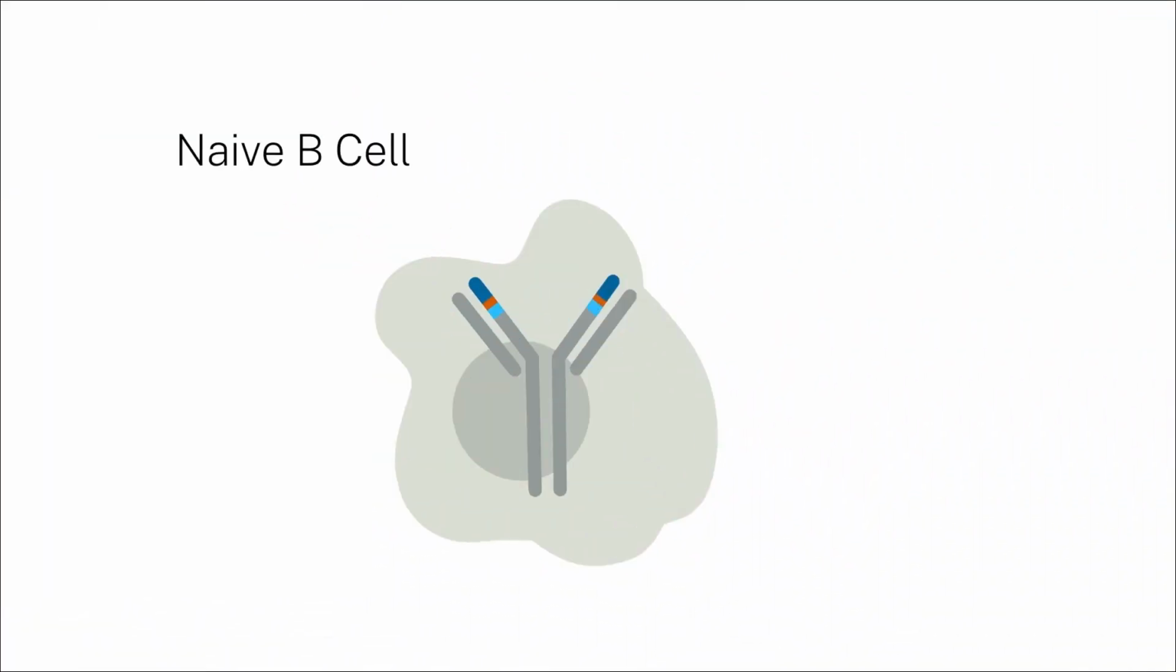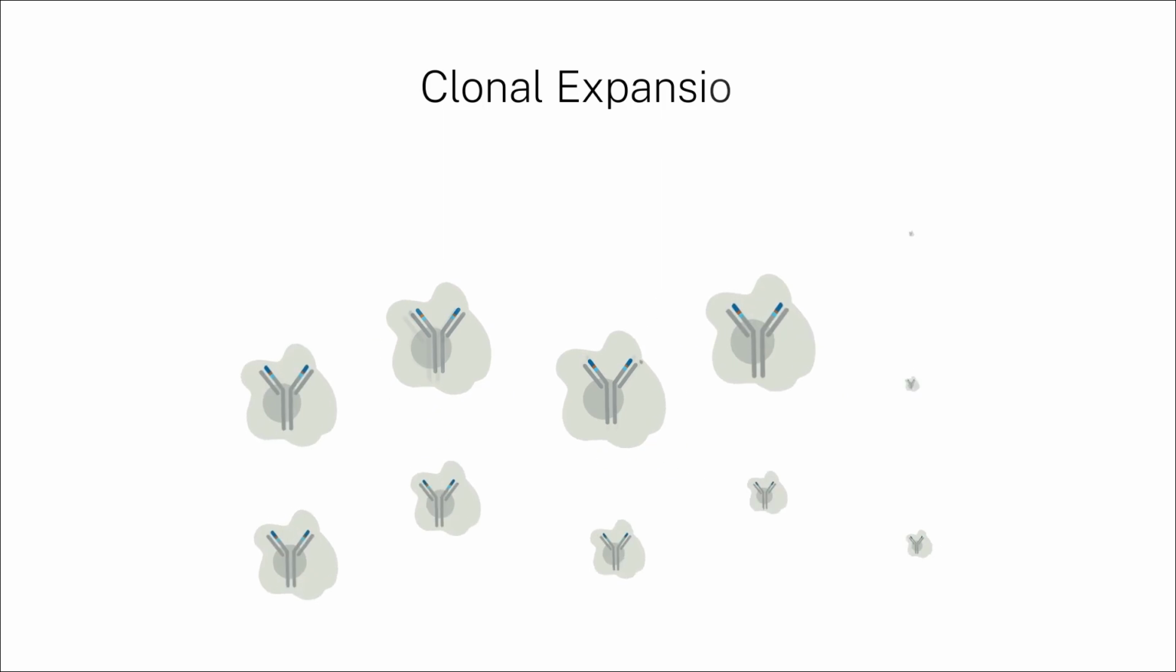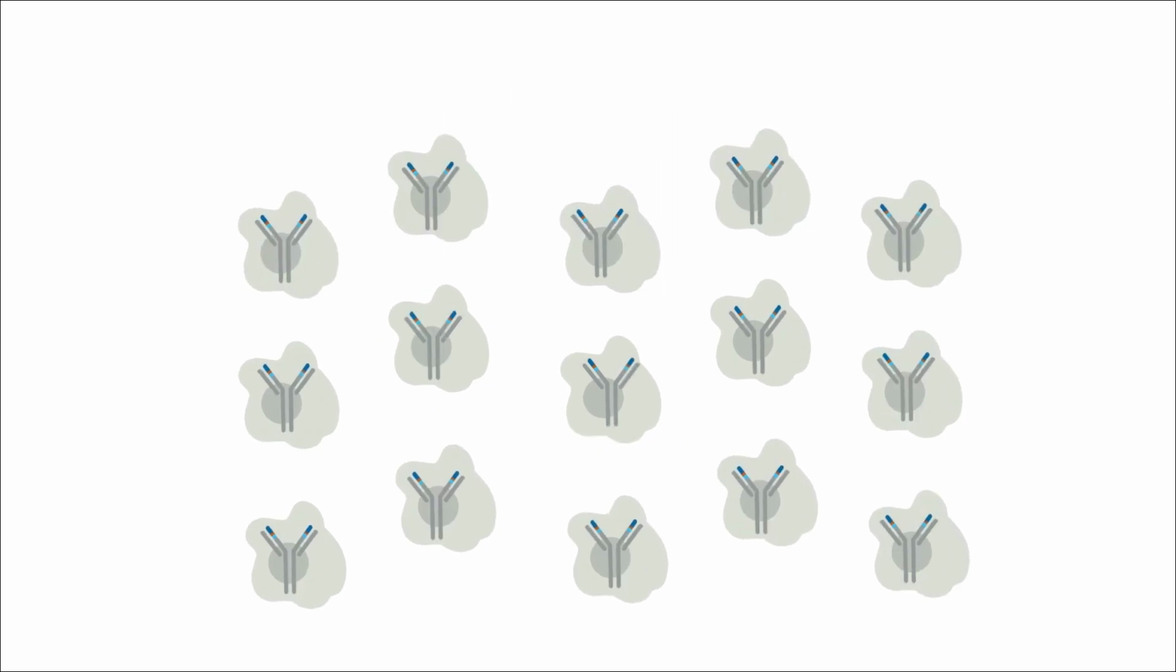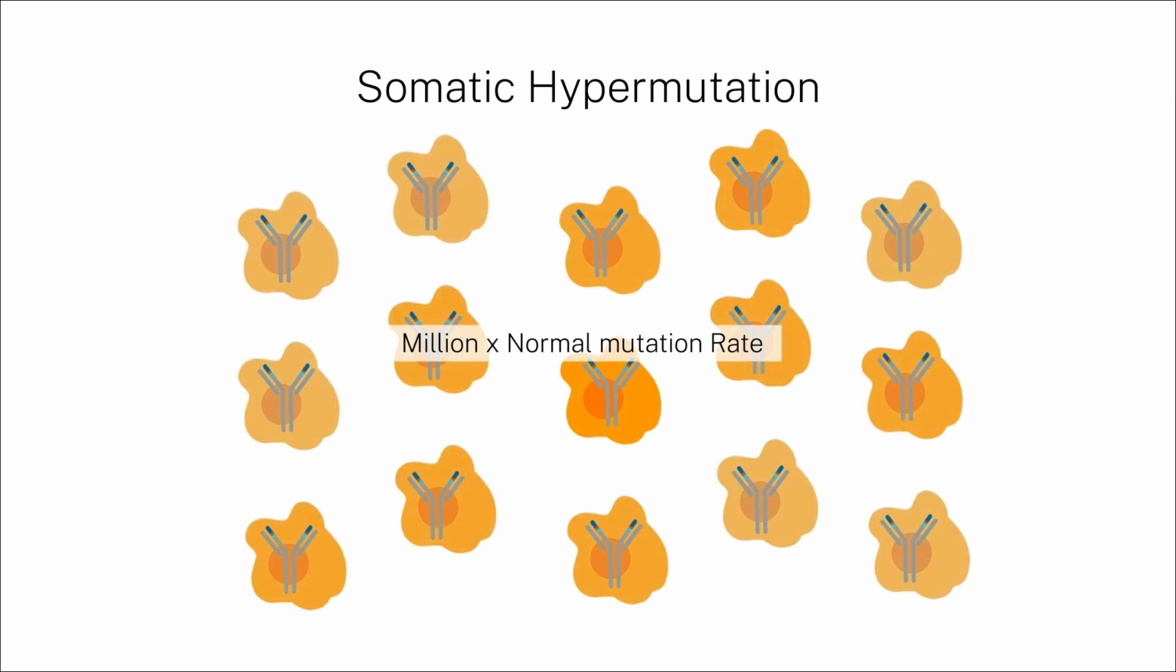After being exposed to antigen, the naive B cell experiences antigenic activation and clonal expansion, rapidly increasing. During this process, the multiplying cells undergo somatic hypermutation within the CDR3 sequence, causing the DNA sequence of the CDR3 to mutate at a rate 1,000,000 times greater than the normal background mutation rate.